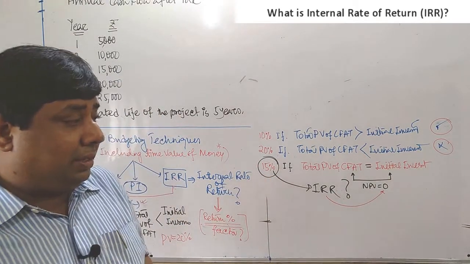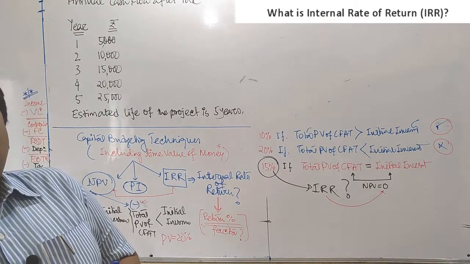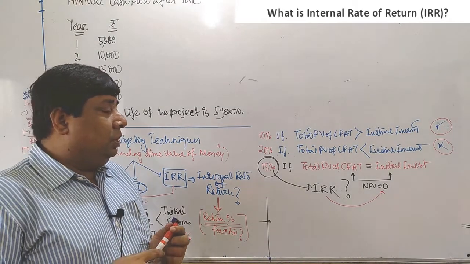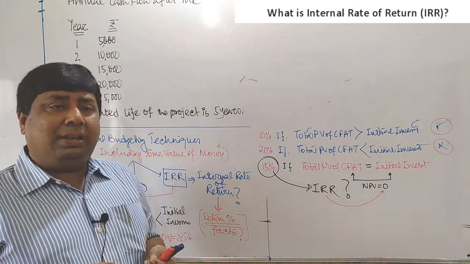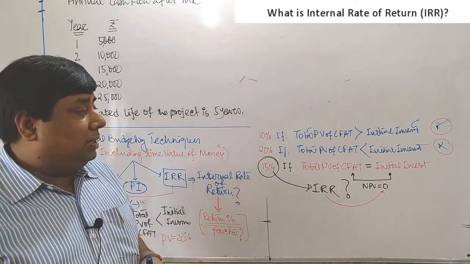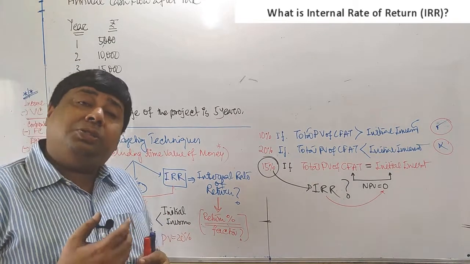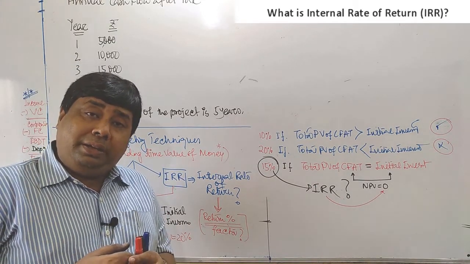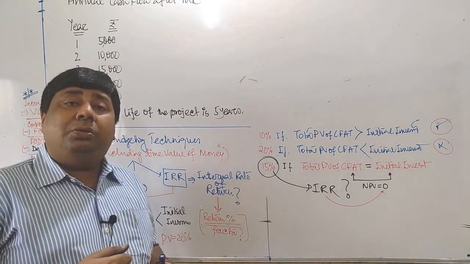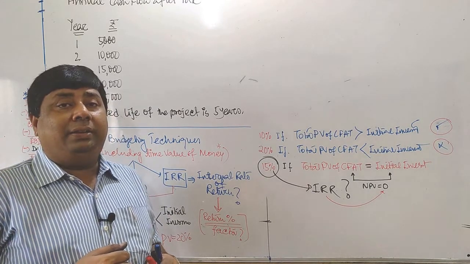Remember, in case of IRR, there are various methods we can follow. You can follow the trial and error method. There are other approaches also. You can consider an imaginary discounting rate, and based on that also you can calculate IRR. But here especially we are going to follow the trial and error method.